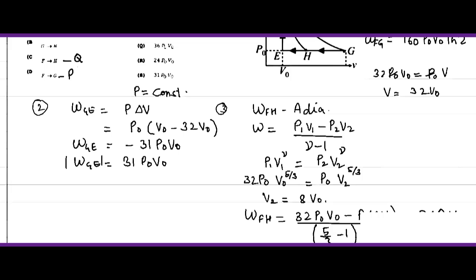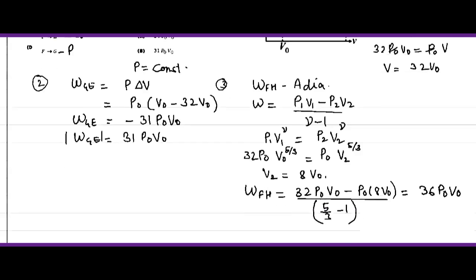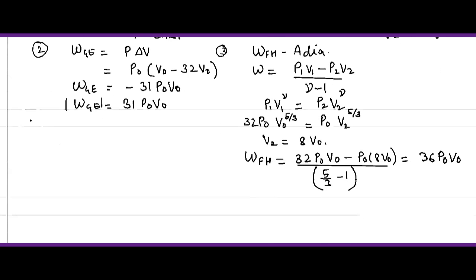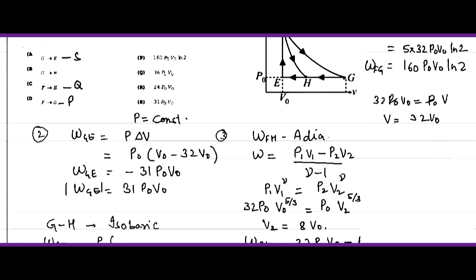And now let's find out for the process GH. So this is the last process. Let's find for GH. GH is again an isobaric process, right? So we can simply find out WGH. This will be equal to P times the change in volume. The volume is decreasing here again. We can see in the process GH the volume is simply decreasing.